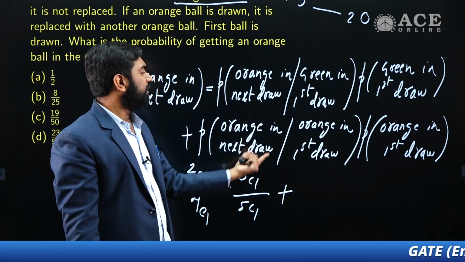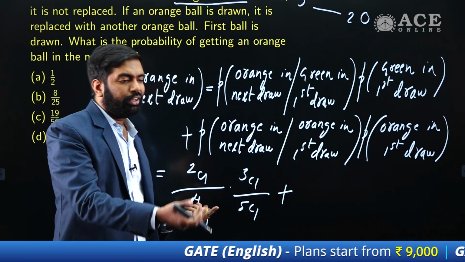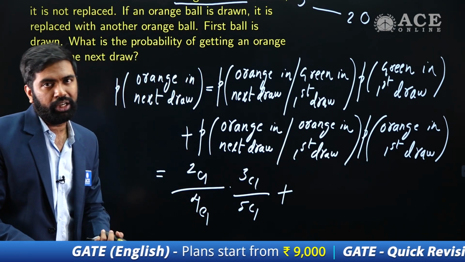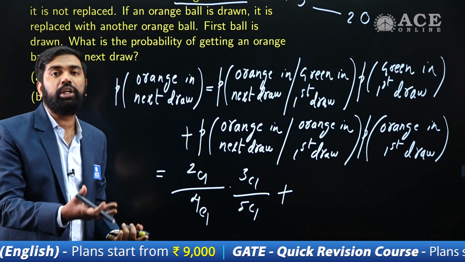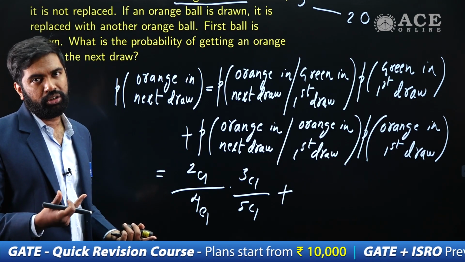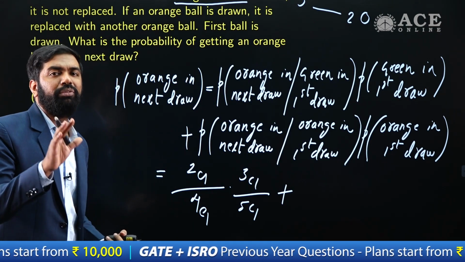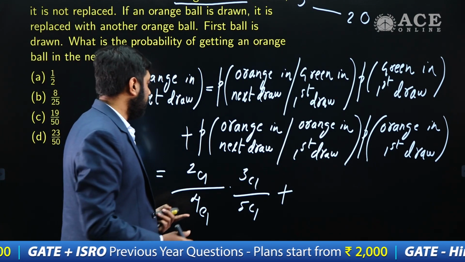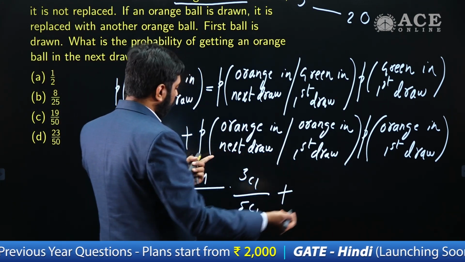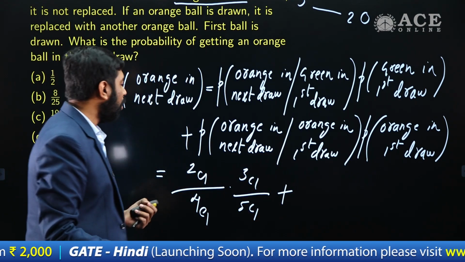So how do you read the second term? Given orange in the first draw, okay? So whatever you have drawn the first draw, you found it to be orange. So when you found that to be orange, what are you going to do? You're going to replace that orange with another orange. So the total number of objects in the box are again 5, among which 2 are orange, 3 are green. So what's the probability of drawing orange in the next draw? So in the next draw, total objects available are 5 and 2 are orange in them.